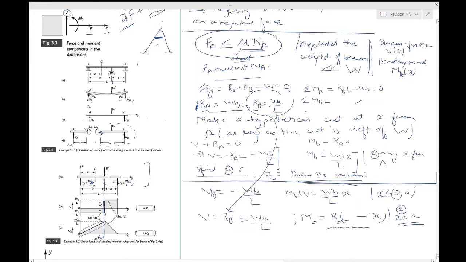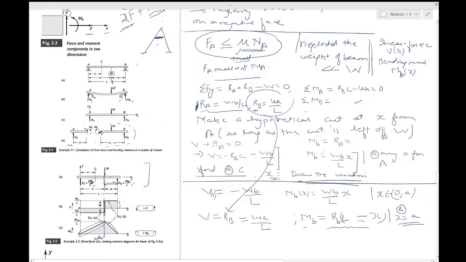Once you have this, you will be able to plot the shear force as WA by L for the part which is between here and here, and MB will now have a negative slope, and it will be this particular part. So that's how you draw a shear force diagram and a bending moment diagram.